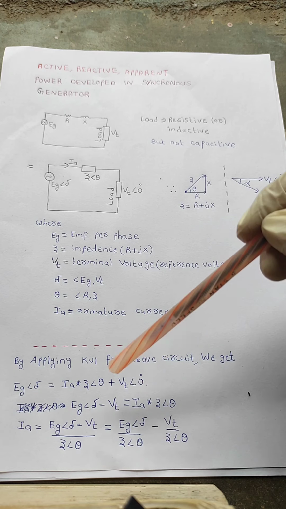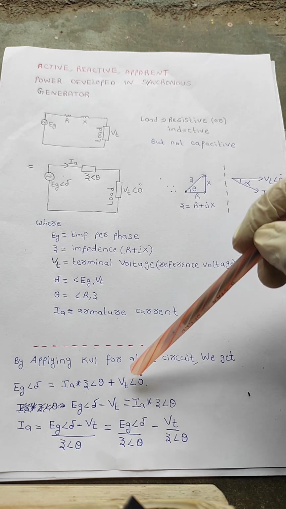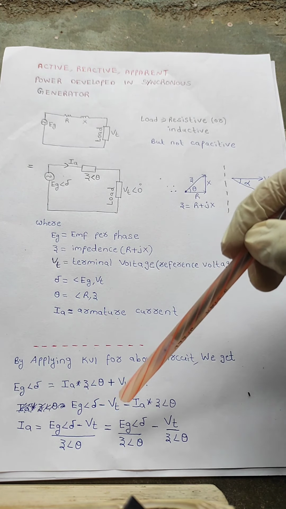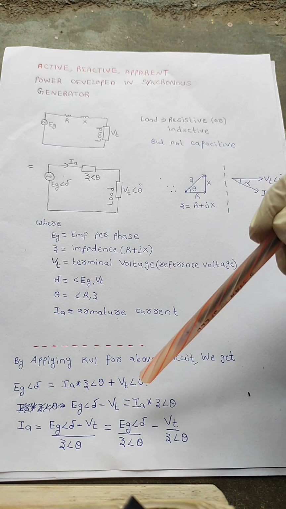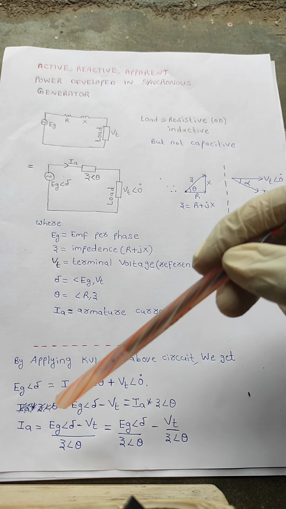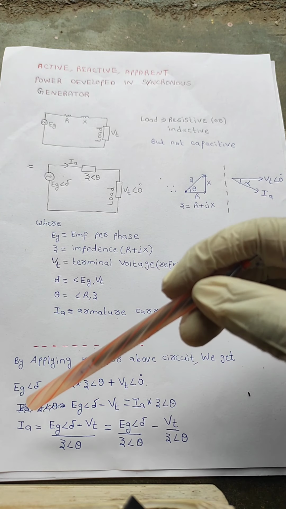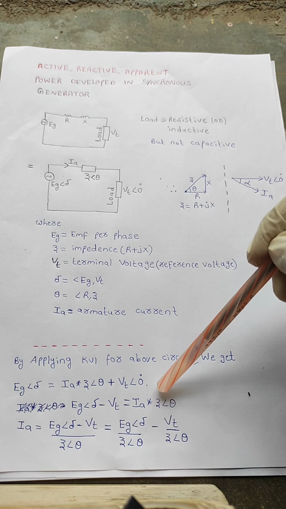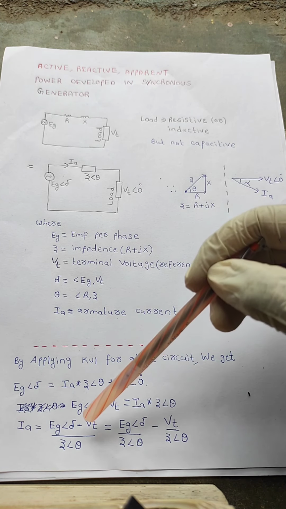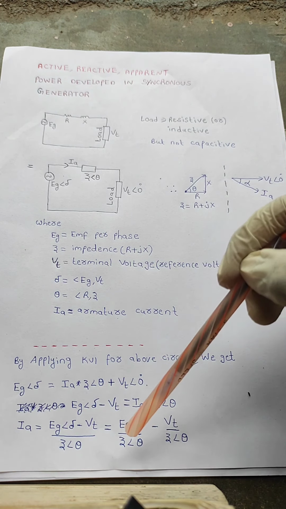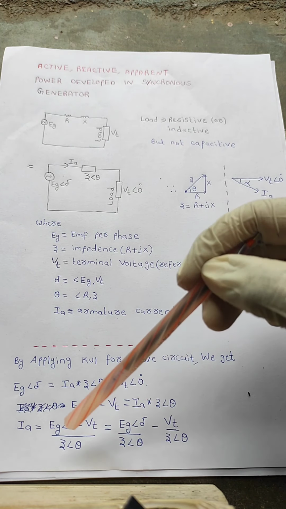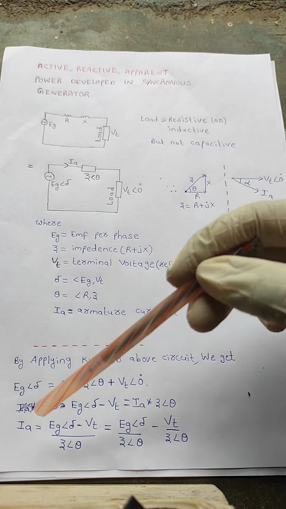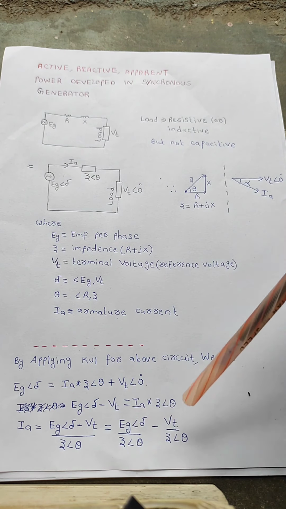Now I am taking this Vt to this side, it will become minus. Instead of writing 0 degrees every time, I am leaving it out. Now Ia equals Eg angle delta minus Vt, divided by Z angle theta, since I am taking this Z angle theta to this side, it will divide. This is basic mathematics, so no need to explain all this. Finally we get this big equation for Ia.